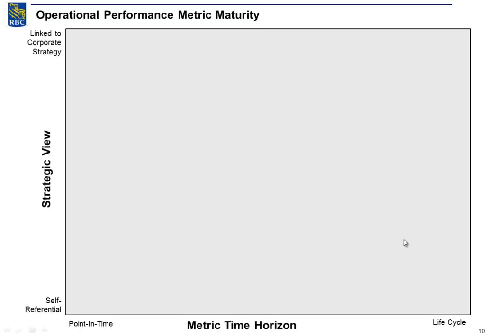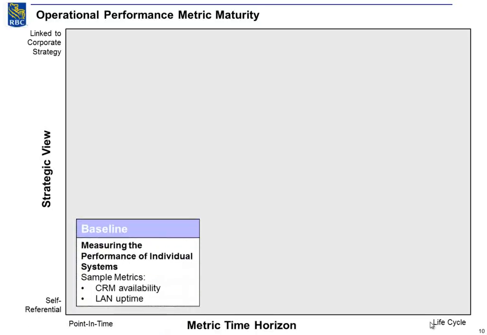To help grade the measures, we built a 2x2 where on the left axis we're looking at the strategic view from the typical IT measures, which are fairly self-referential, to those which are more linked to corporate strategy. And across the horizontal axis, the metric time horizon, whether it's transactional in that point in time or towards the system or transaction lifecycle.